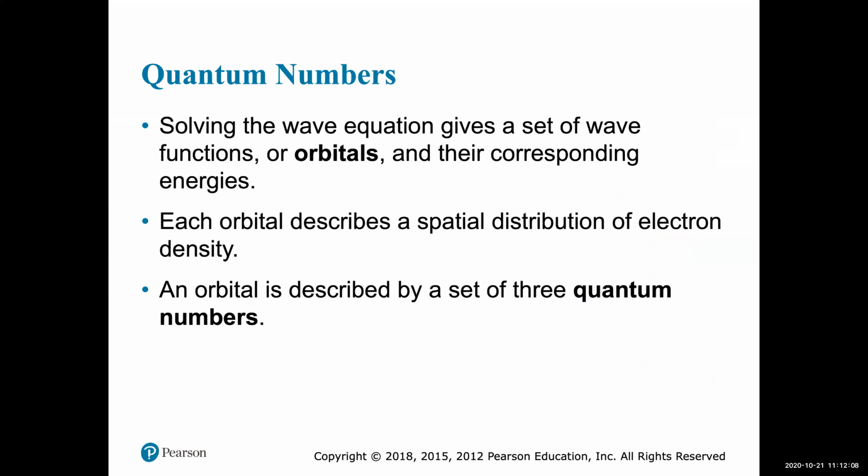So that leads us to quantum numbers. Solving that wave equation gives you a set of wave functions, which we call orbitals, and their corresponding energy. Each orbital describes a spatial distribution of electron density, and the orbital is described by a set of 3 quantum numbers. And so we're going to discuss what those 3 quantum numbers are.